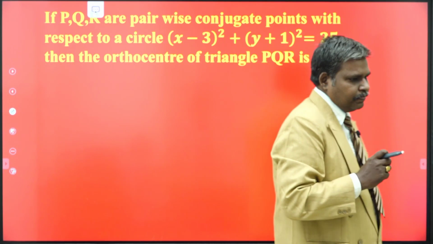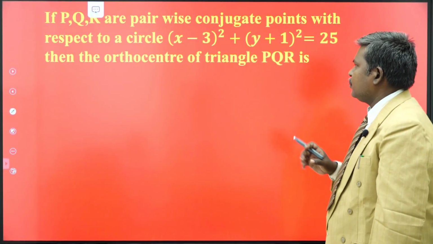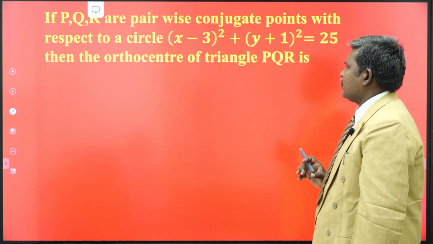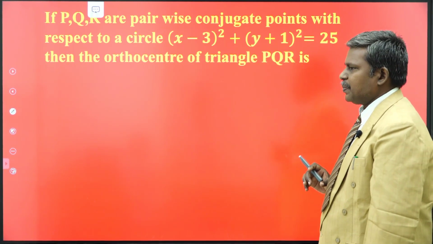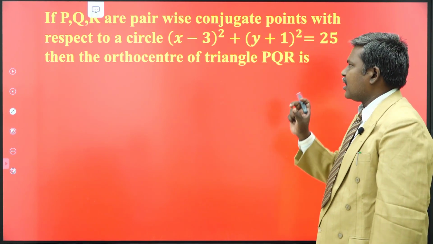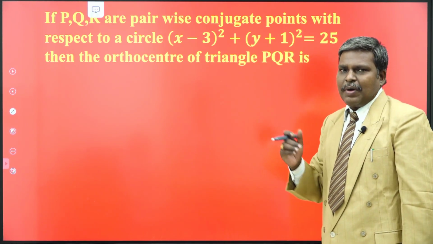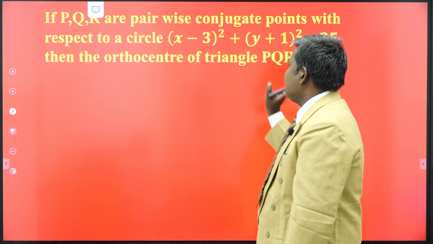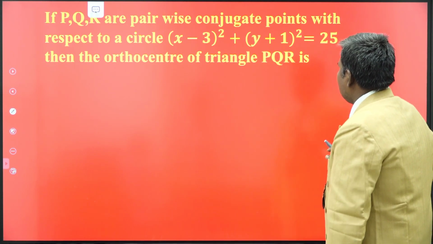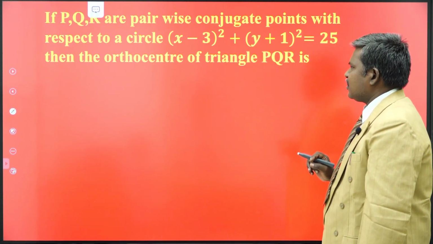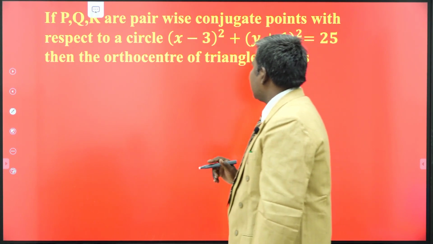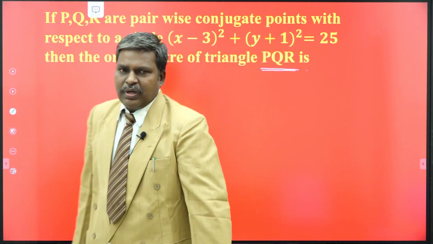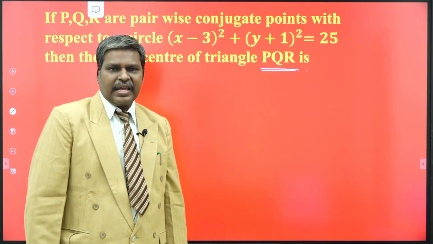See this question, very nice question to you. If P, Q, R are pairwise conjugate points with respect to the circle, by pairwise conjugate points we mean P, Q are conjugate with respect to the circle, Q, R are conjugate with respect to the circle, and P, R are conjugate with respect to the same circle, that is (x minus 3) whole square plus (y plus 1) whole square is equal to 25. Then the orthocenter of the triangle PQR is what? This is the question. We have to find out the orthocenter of the triangle PQR.